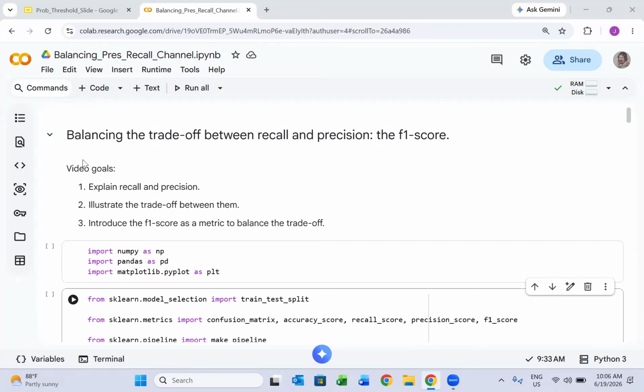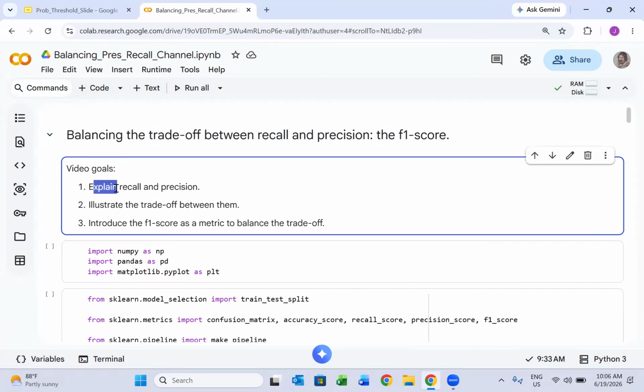My goals with this video are to explain briefly what recall and precision are, then illustrate the trade-off between them, and then finally introduce the F1 score as a metric that allows us to balance that trade-off.